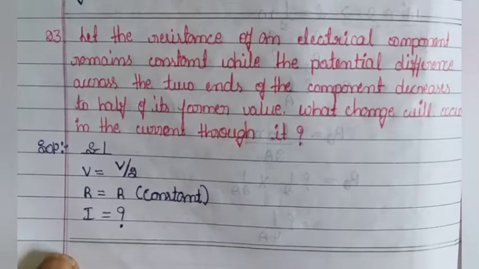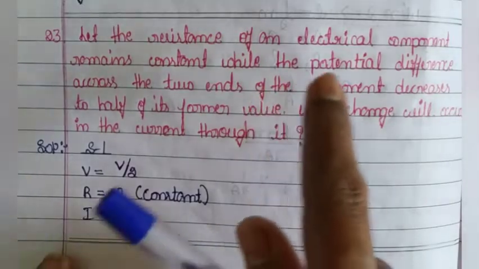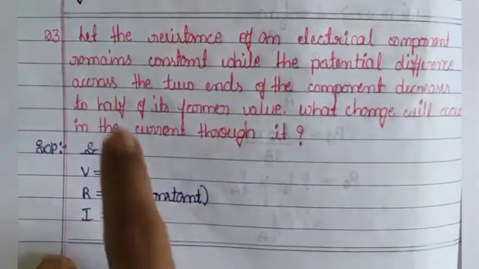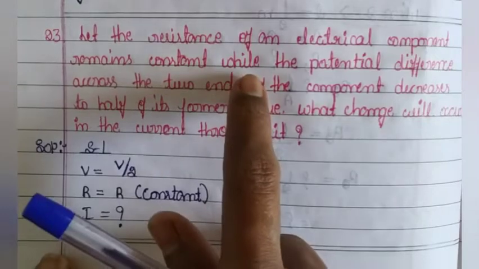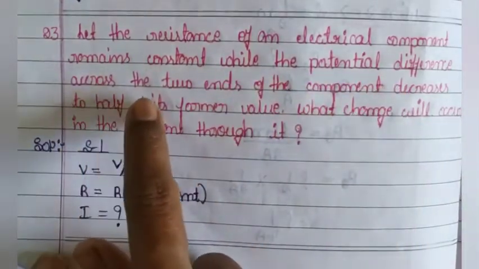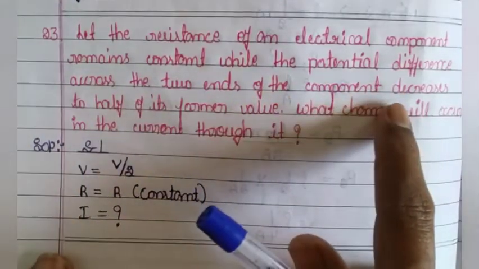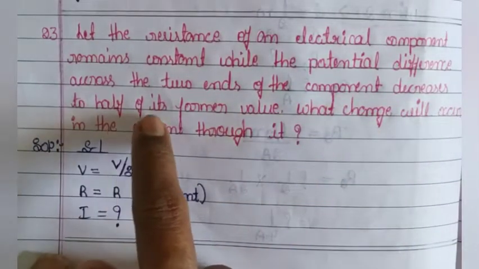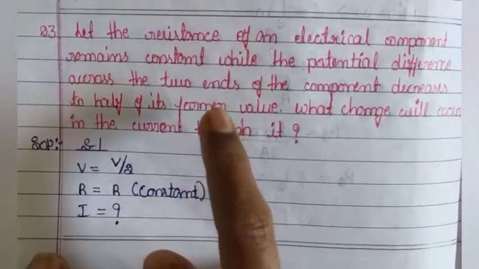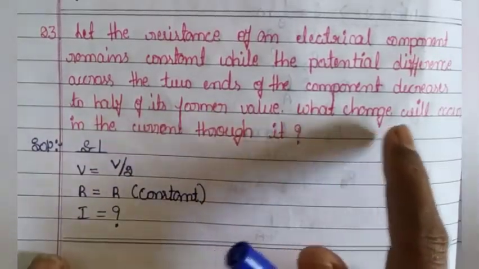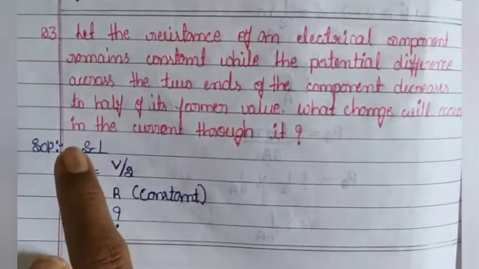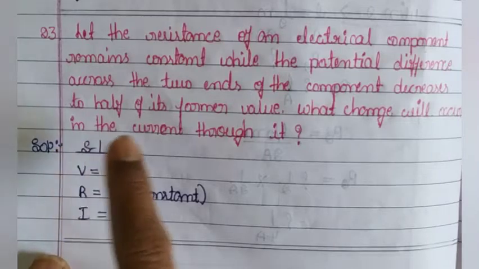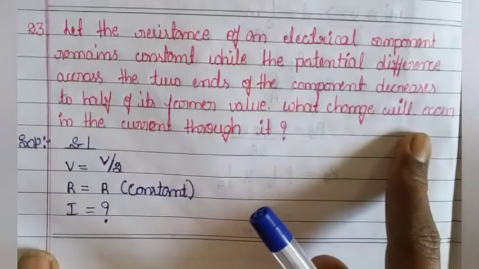Third question is, let the resistance of an electric component remain constant while the potential difference across the two ends of the component decreases to half of its former value. What change will occur in the current through it?